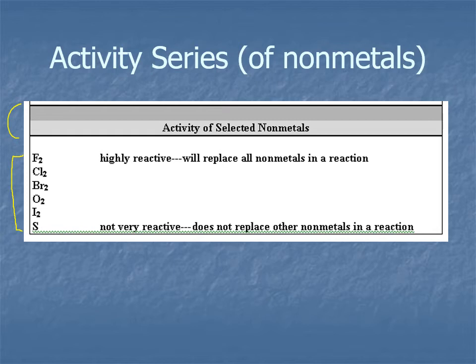All right, and how do you read this? Well, fluorine. Fluorine is the highest of the reactivity. Sulfur is the lowest. So fluorine can replace anything. Sulfur can't replace anything above it because it's the bottom of the list.